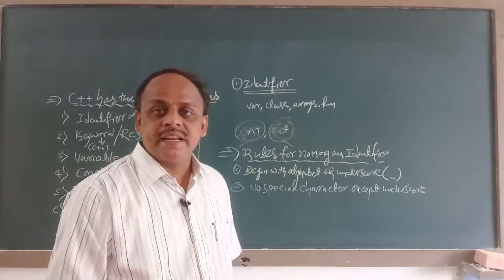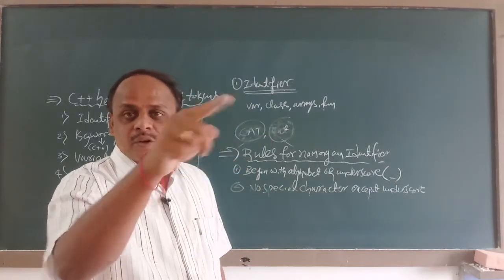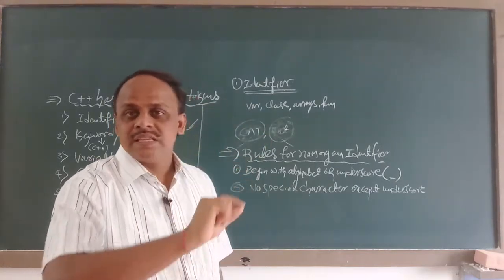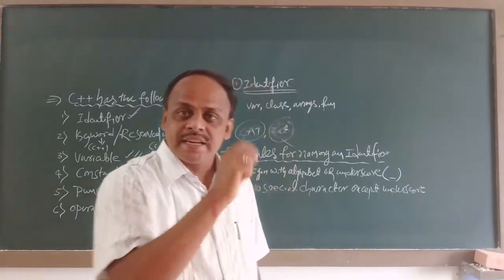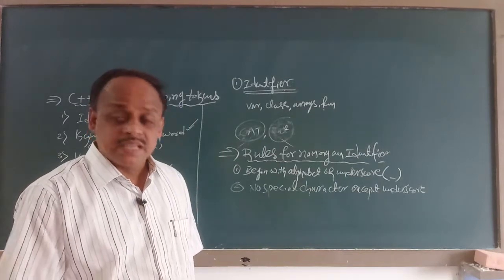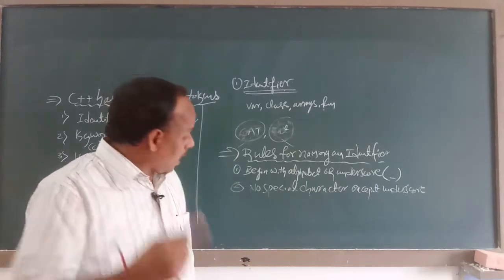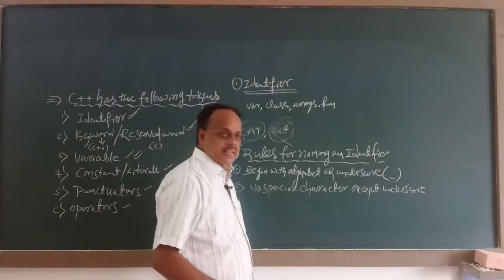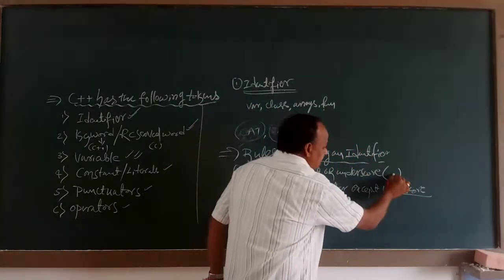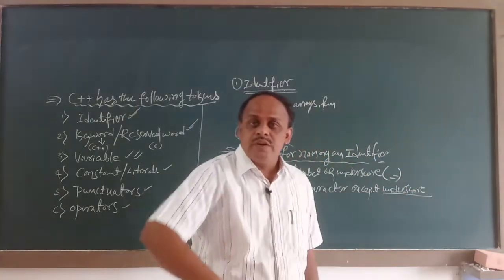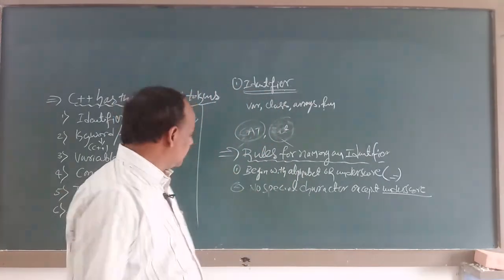If any special character is there, that is open bracket or closed bracket or open flower bracket or closed flower bracket, comma, semicolon, these are the special characters, right? So while naming an identifier, if such a special character is there, that is not considered as an identifier. But only one special character is allowed, that is underscore. Even though it is a special character, that is allowed for naming an identifier, right?